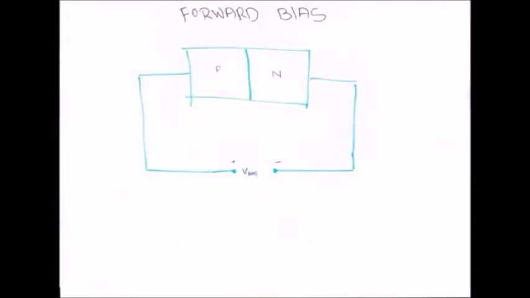Hi, I'm YEOW, and I'm going to talk about forward bias. Forward bias is a condition that allows current through the p-n junction. The negative terminal of V bias is connected to the n region, while the positive terminal is connected to the p region.